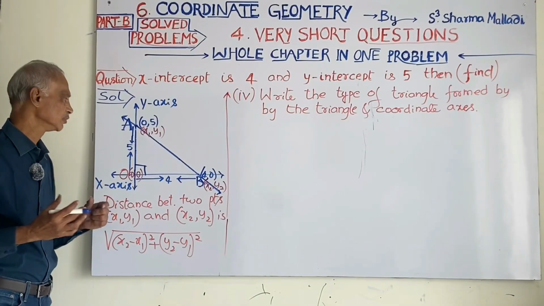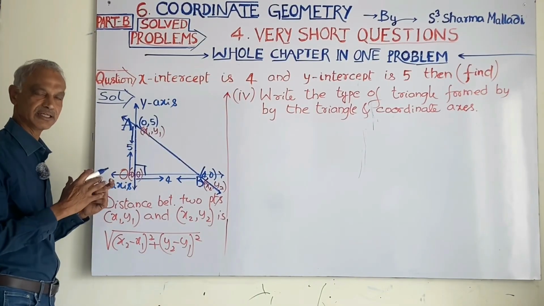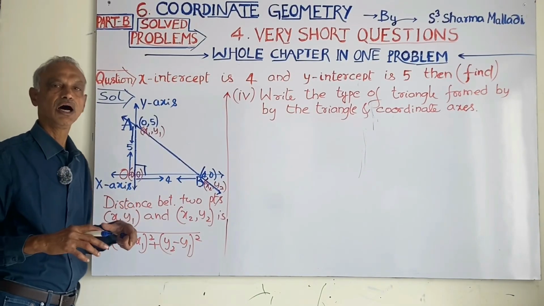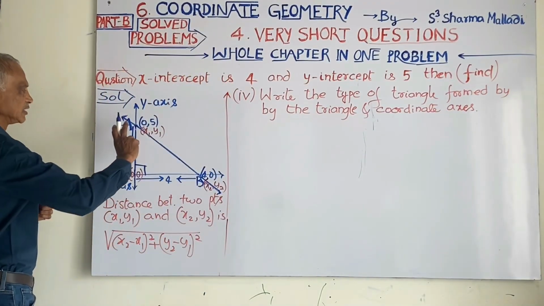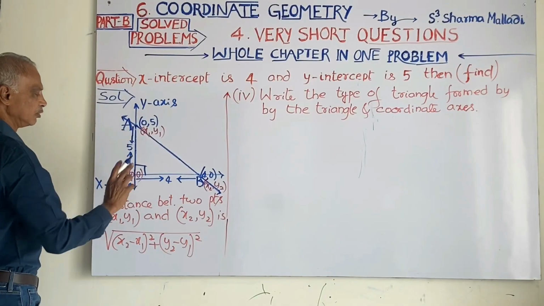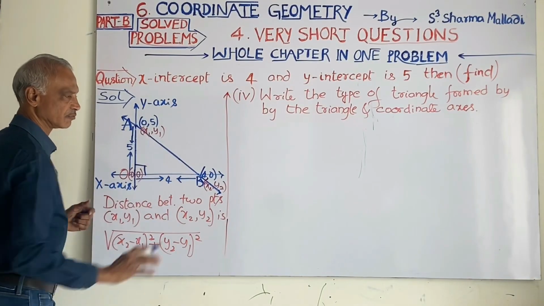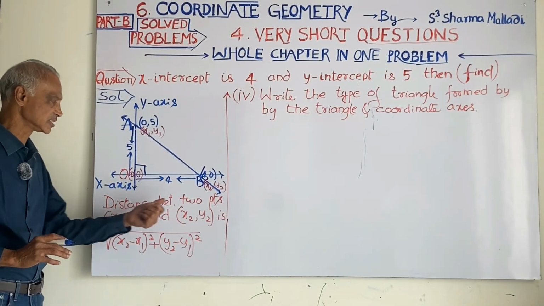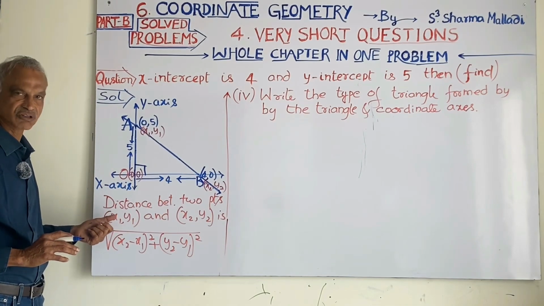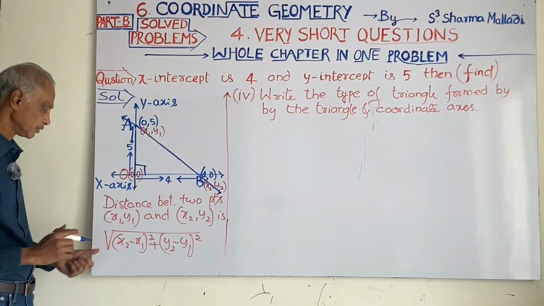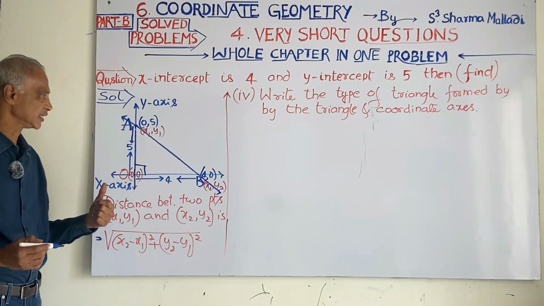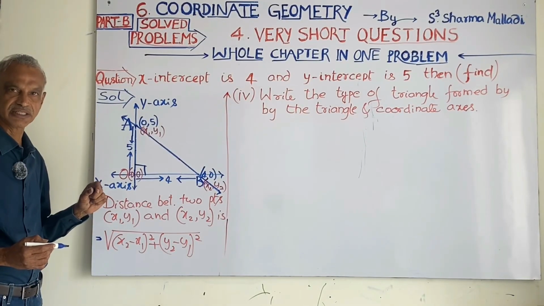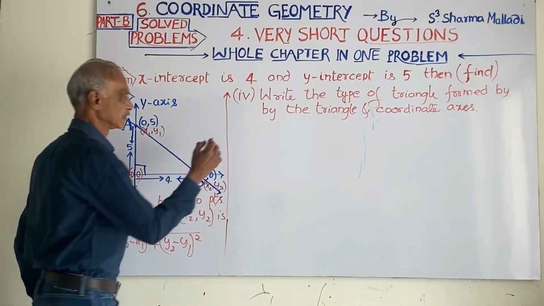How can we prove whether it is a right angle triangle, an isosceles triangle, or a right angled isosceles triangle? We have to find the distance between AO, OB and AB. What is the formula to find the distance between 2 points? That is x1, y1 and x2, y2: square root of x2 minus x1 whole square plus y2 minus y1 whole square. First we will find the distance between A and B.